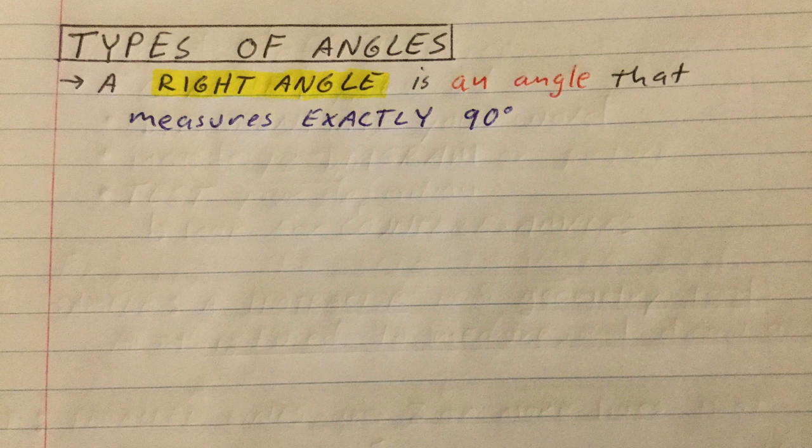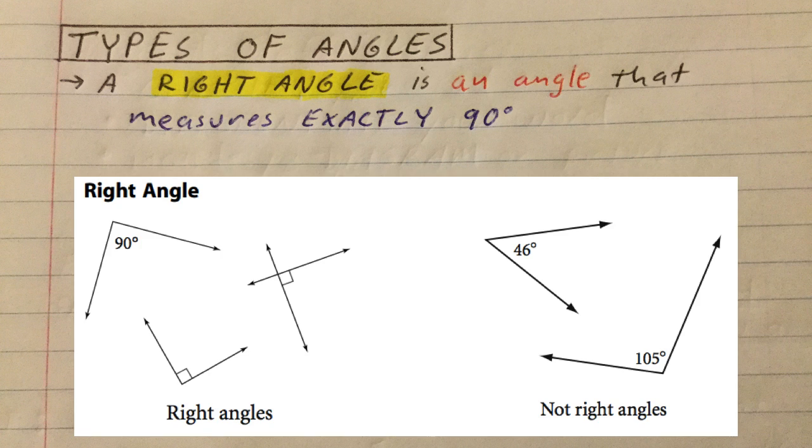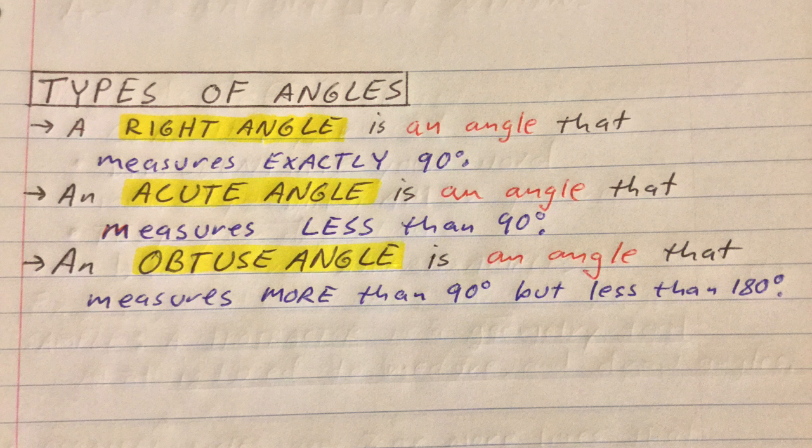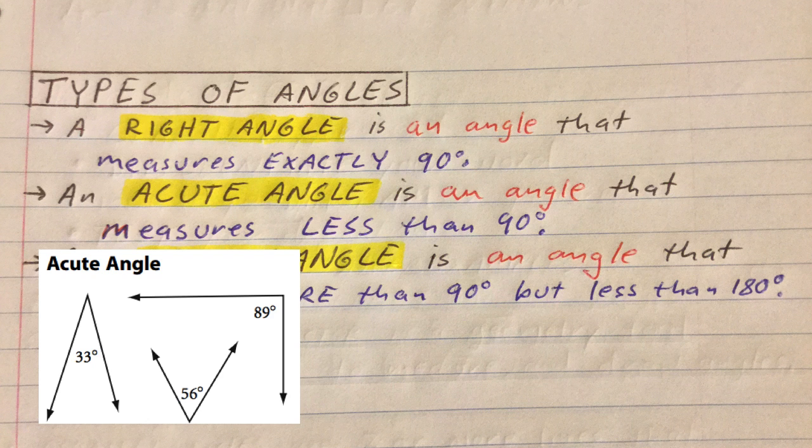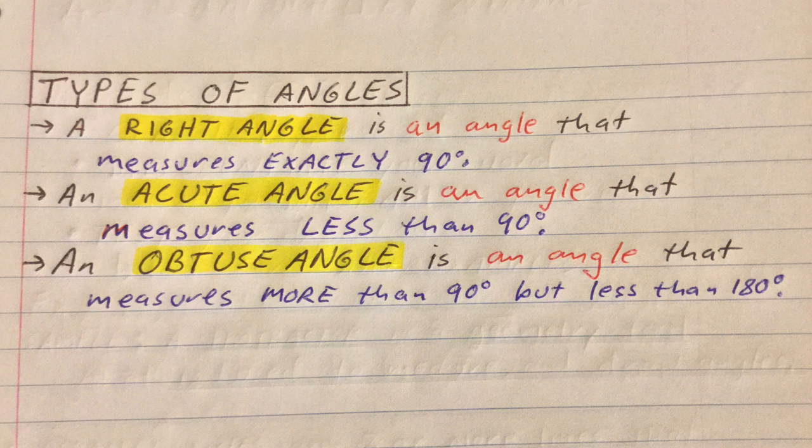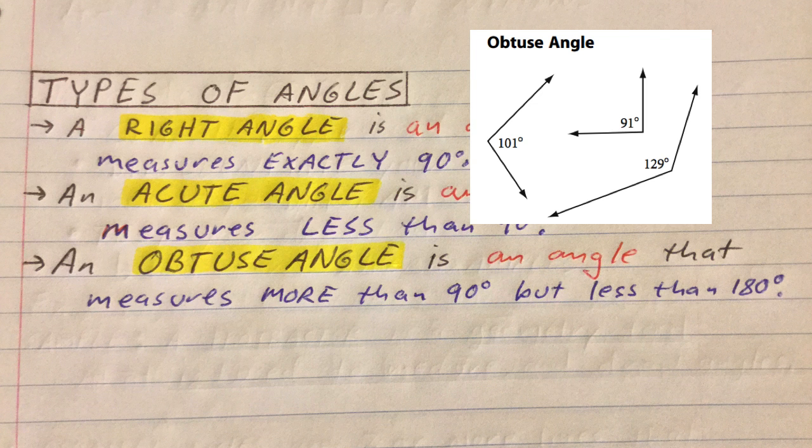A couple other definitions. We've got our types of angles. We know that a right angle measures exactly 90 degrees. So here we have some right angles and some non-right angles. Clearly the stuff on the left, each of those 3 form right angles. And we've got a couple other types of angles, acute and obtuse. Acute angles are smaller than 90. Obtuse angles are larger than 90, but smaller than 180.